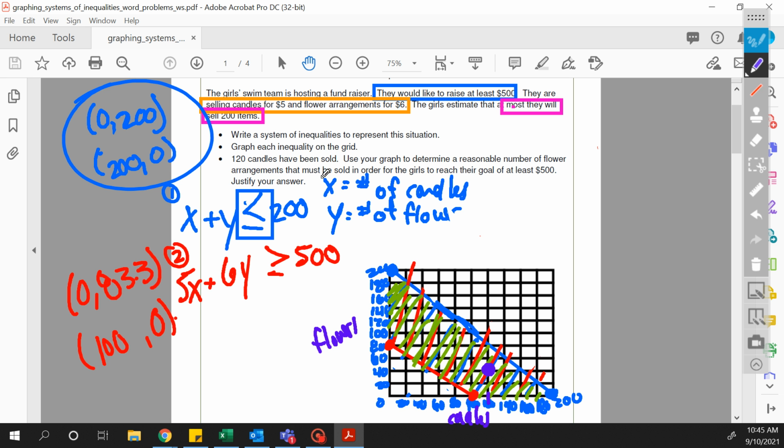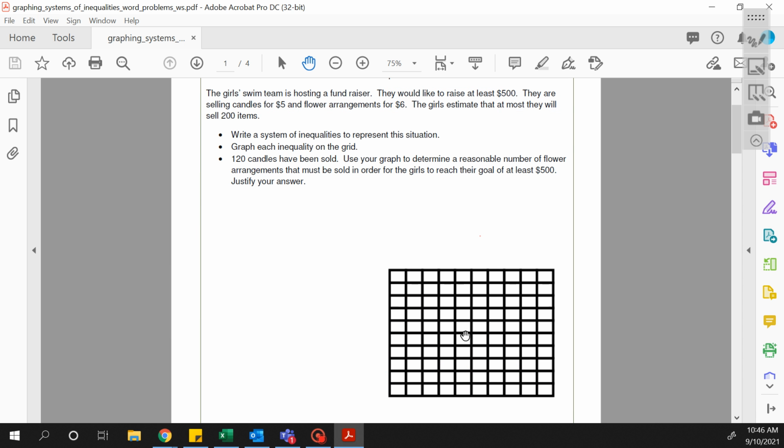Reasonable number of flower arrangements that must be sold. Really, it looks like I could sell anywhere between 0 flower arrangements up to maybe 80 flower arrangements, and I would be fine for my goal. Now if I sell more than 80, then I end up selling more than 200 items. 120 candles is already more than $500, because they're $5 a piece. All right, and that is the first problem here.